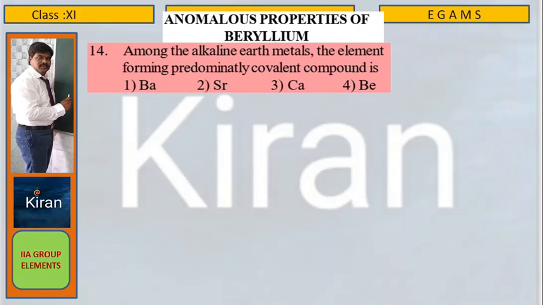Among the alkaline earth metals, the element forming predominantly covalent compounds is, which can form covalent compounds? Barium, strontium, calcium and beryllium. So, the answer is the fourth one, because of its smaller atomic size, it can possess a covalent character.